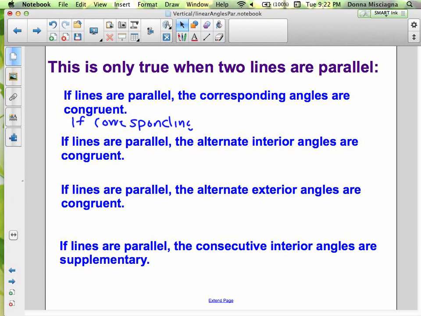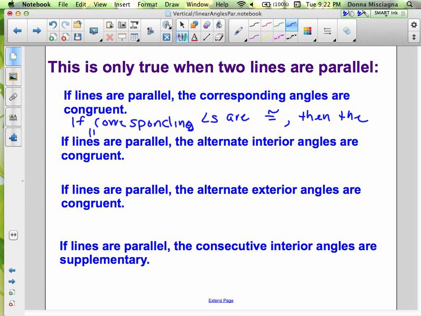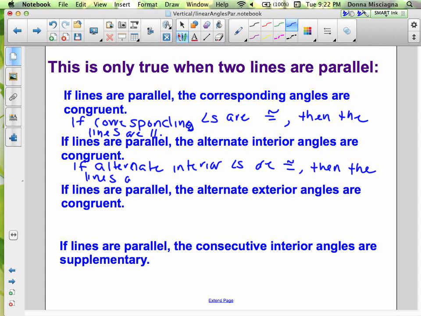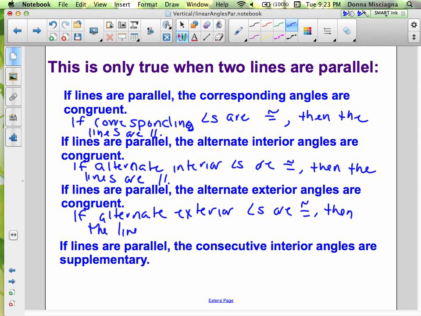There we go. And we took out part of our G. So if corresponding angles are congruent, and we're going to be abbreviating here, then the lines are parallel. Abbreviate parallel. If alternate interior angles are congruent, then the lines are parallel. If alternate exterior angles are congruent, then the lines are parallel.